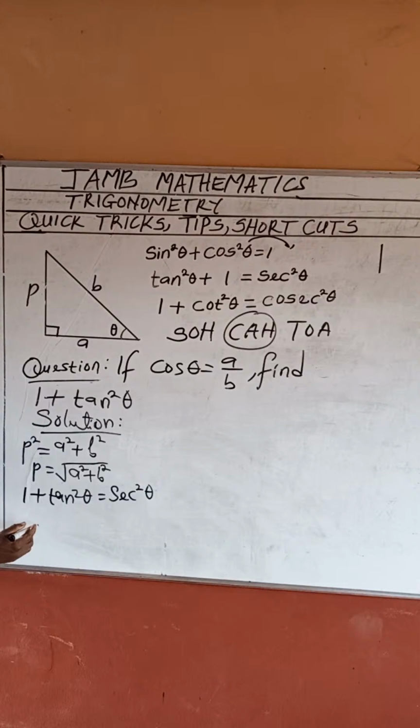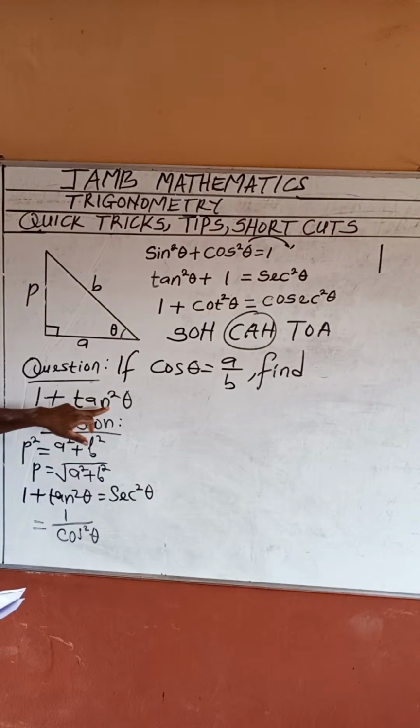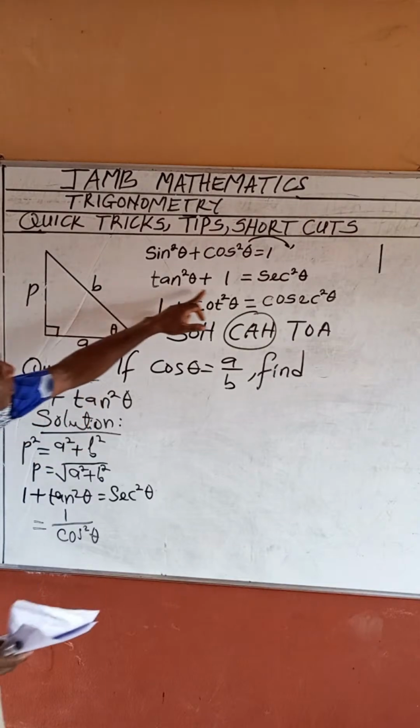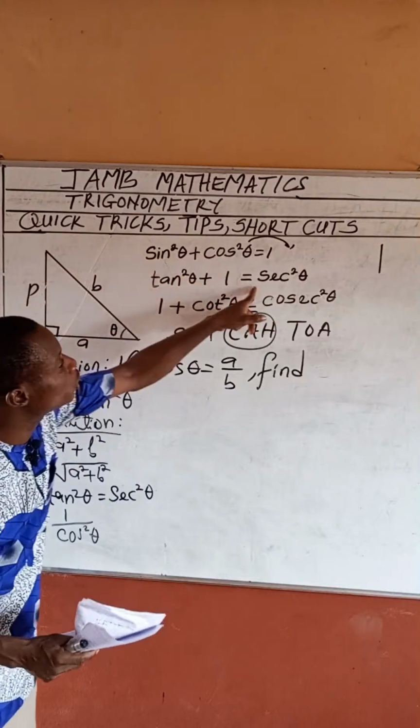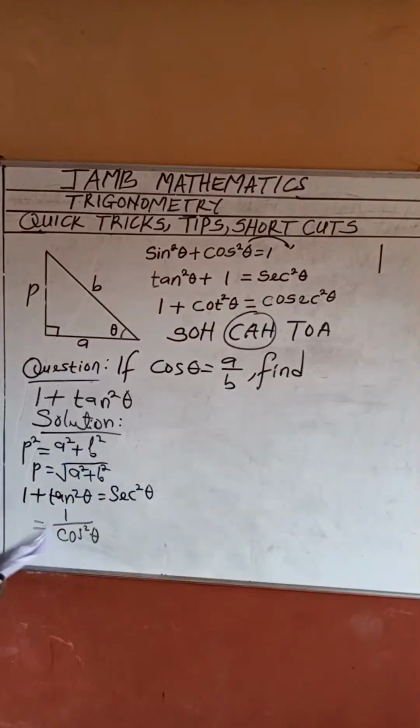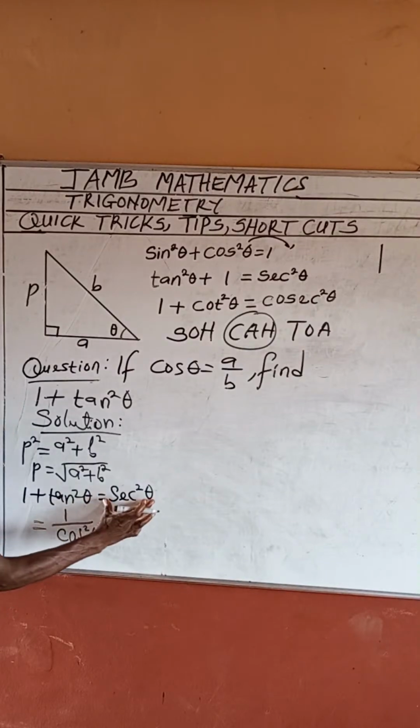Let's go and check. This becomes equals to 1 over cos squared theta. In fact, we don't even need this process. Don't bother yourself about this, because we have been able to transform it to this. So instead of using this method, because we are looking for tan, just replace it with this sec squared theta. This is very long, so shorten it.